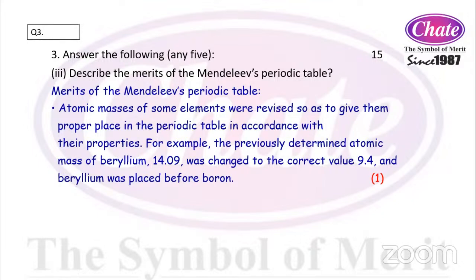Okay. It is based again on the properties of the elements. When Mendeleev found the relative properties, he found that the atomic mass of some substances like beryllium needs to be changed. So from 14.09, he changed it to 9.4, and beryllium was placed before the boron. So this is the merit of the Mendeleev's periodic table.